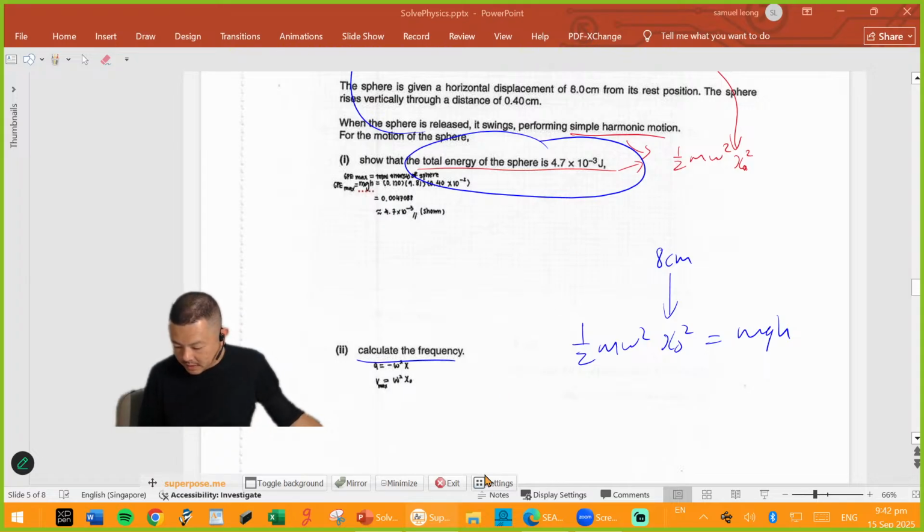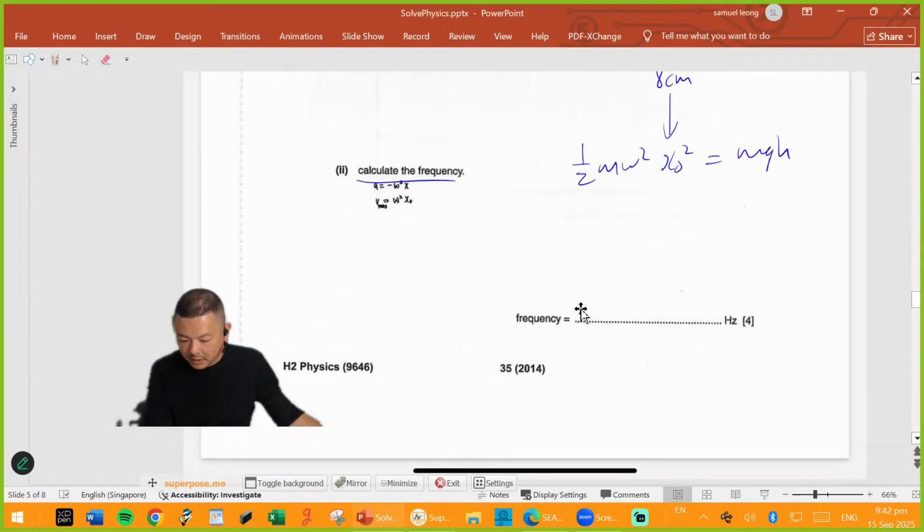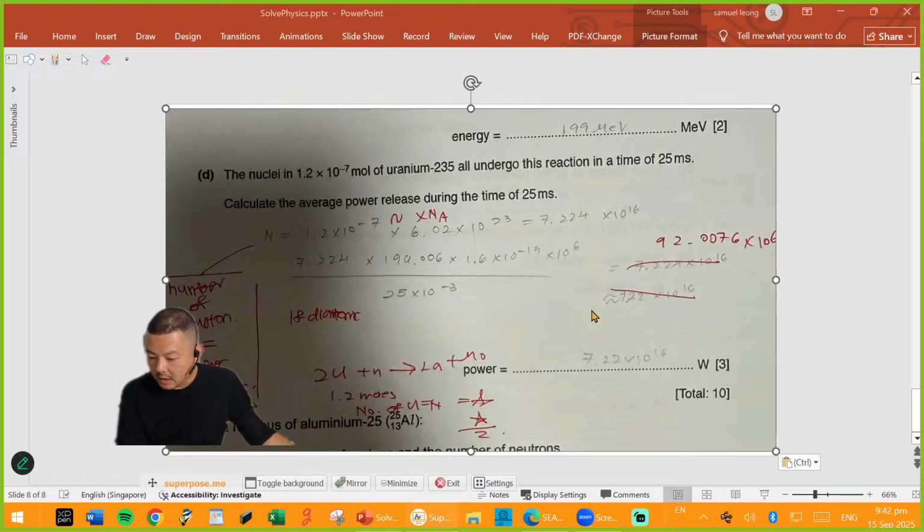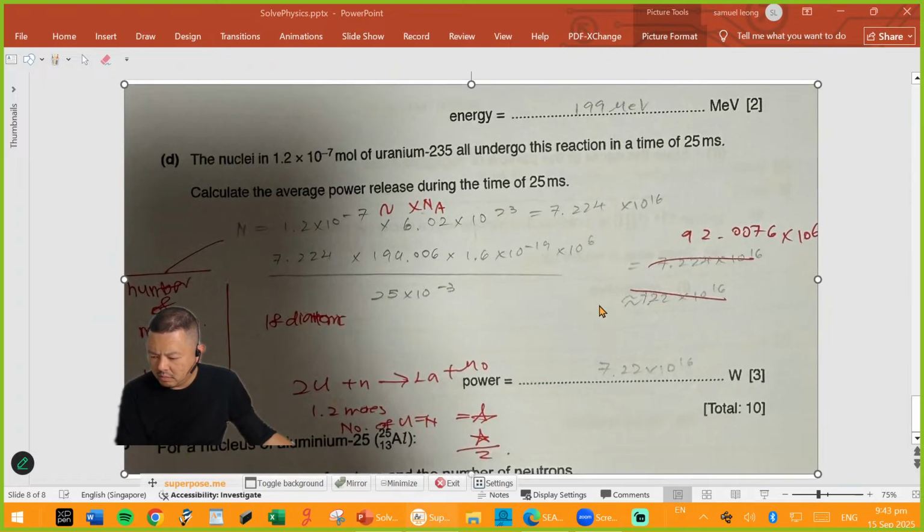Hang on, let me paste it onto my PowerPoint. It's a lot easier for me to take a look at it. This would be nuclear fission. It'll be fission, and they want you to find the power release.